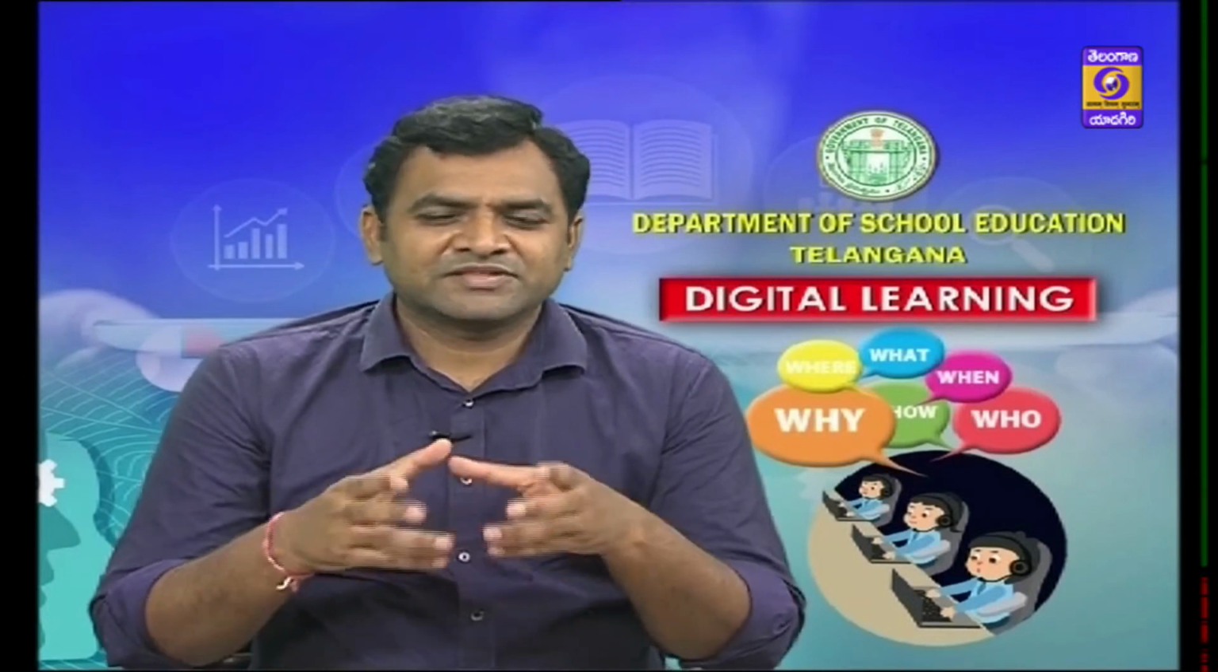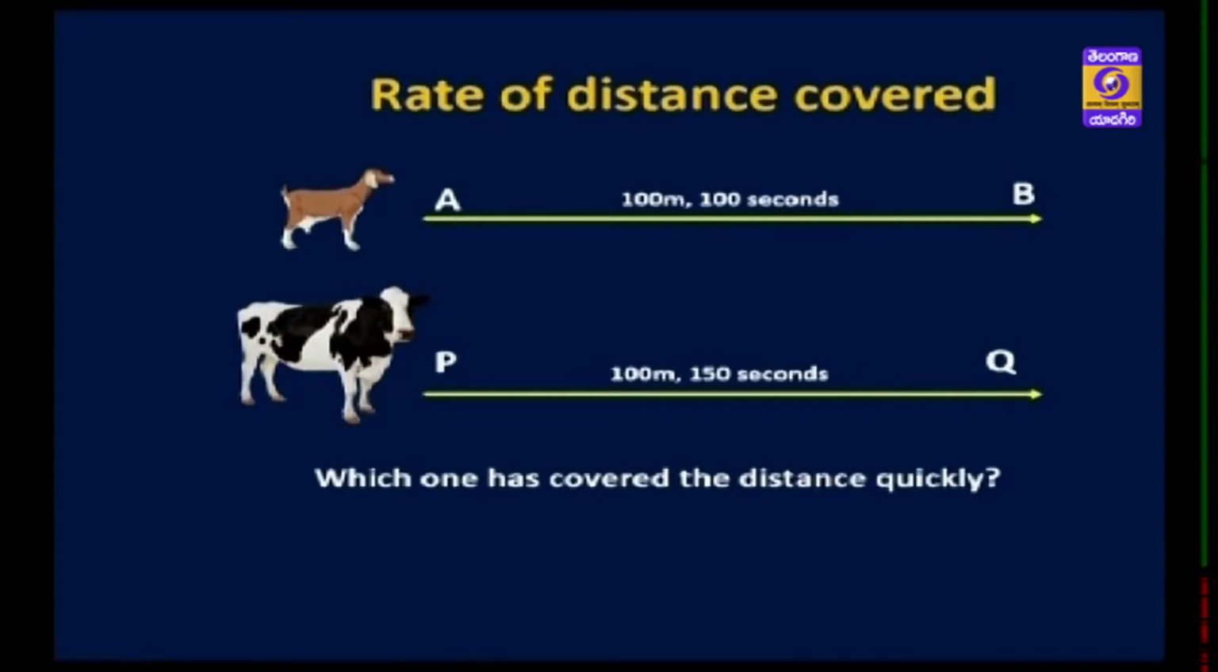Children, consider a goat and a cow again. Here, let us give them a task to travel 100 meters. Let us see which one will travel first. Now children, can you tell me which one will usually travel faster, a goat or a cow? Yes, a goat will travel faster than a cow.